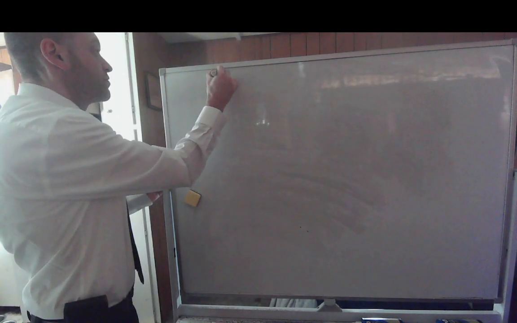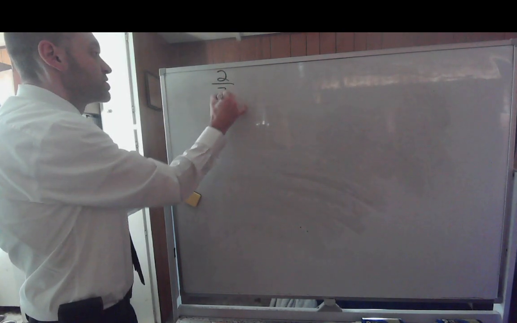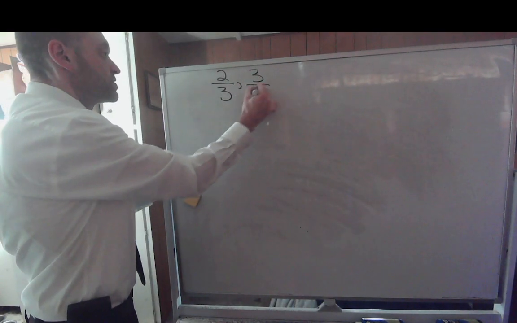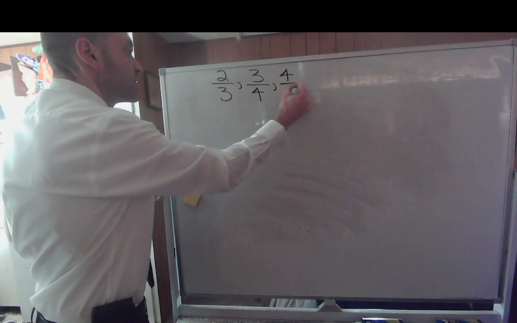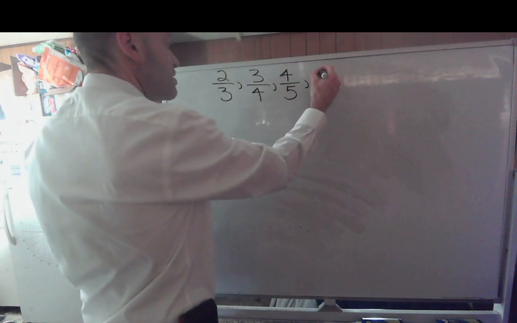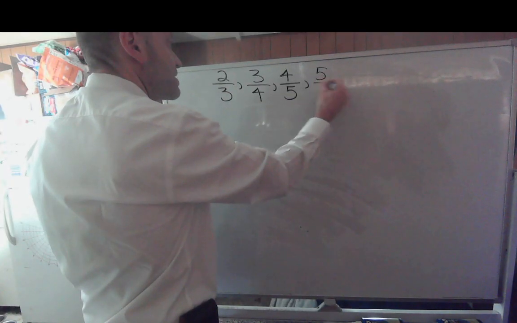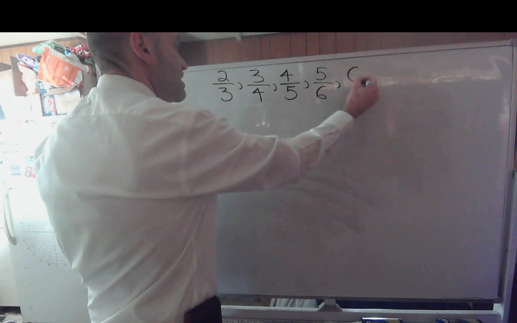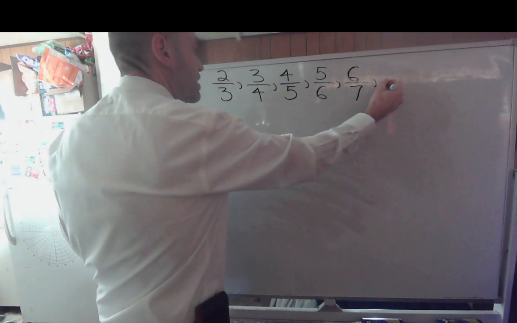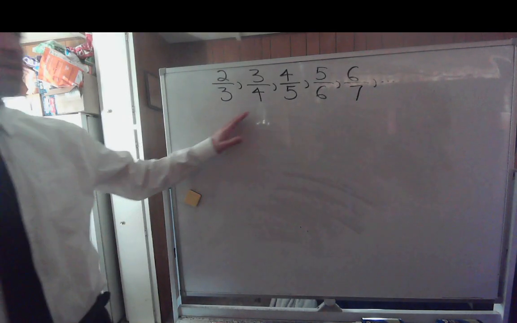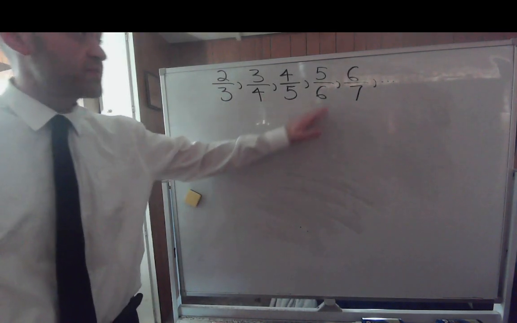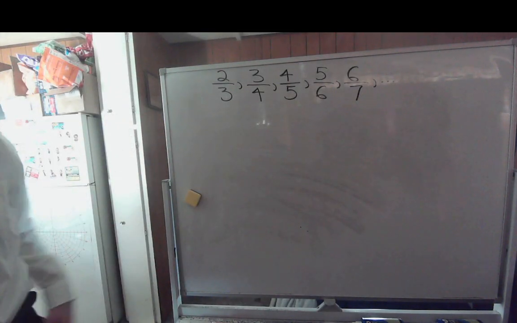Alright. This one shouldn't be so bad. What if we had 2/3, 3/4, 4/5, 5/6, 6/7, and it just keeps on going and going. So we have this sequence. We have 2/3, 3/4, 4/5, 5/6, 6/7.